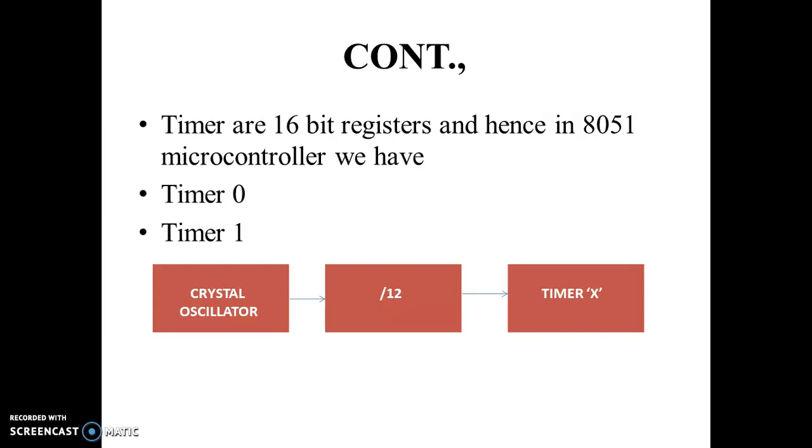So here is the block diagram: crystal oscillator, divided by 12 unit, and timer X. This X indicates 0 and 1. It gets the clock signal from the crystal oscillator, and this frequency is given as an input to the circuit that divides by 12. Why? Because one machine cycle is nothing but 12 clock cycles, and therefore this circuitry is called the divided by 12 circuitry, to which I give an input from the crystal oscillator, and the output of the circuit will be given as an input to the timer.